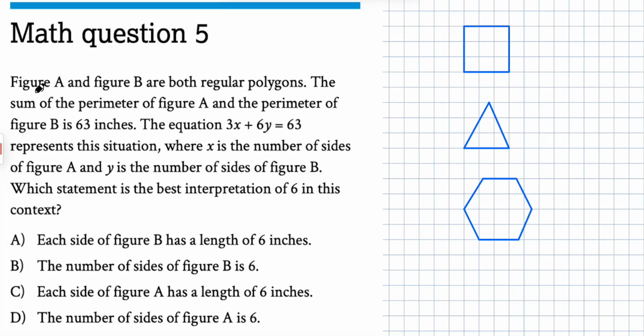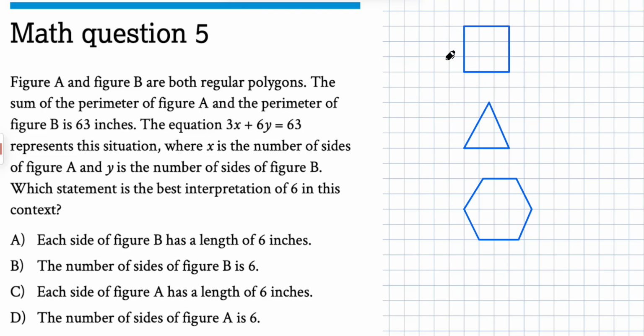Question number 5 is: figure A and figure B, not given, that's okay, are both regular polygons, and the sum of the perimeters of figure A and figure B is 63 inches, with this equation. Okay, so to understand the question, let's understand the concept of perimeter first.